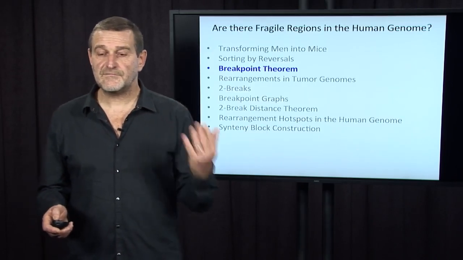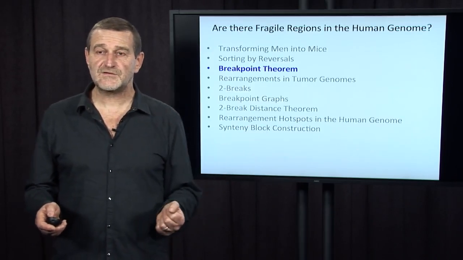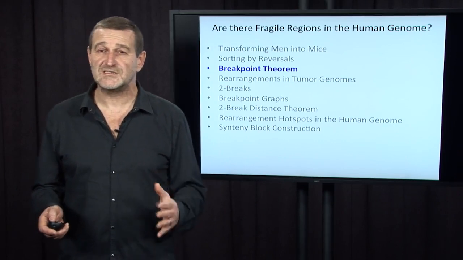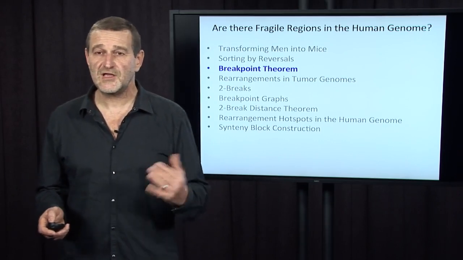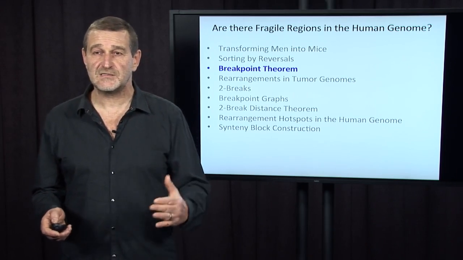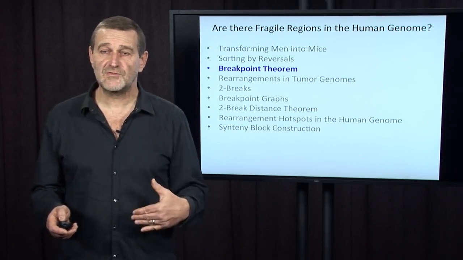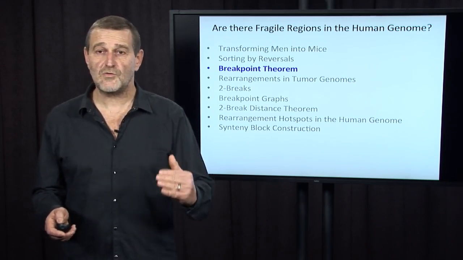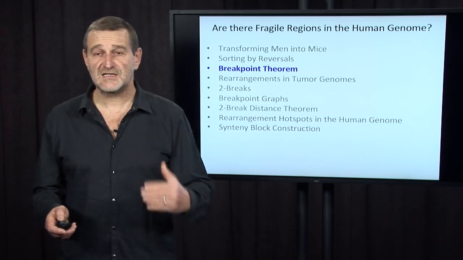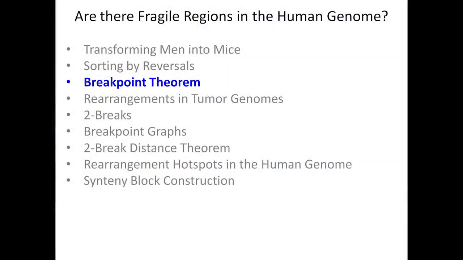After we looked at the greedy algorithm for sorting by reversals, you may notice that, of course, it's not optimal. It used 11 reversals to transform mouse into human permutations, but we know from the first slide in this lecture that it can be done in just 7 reversals. So maybe we should come up with a better algorithm, and to do this, we will have to define the notion of breakpoint graph.